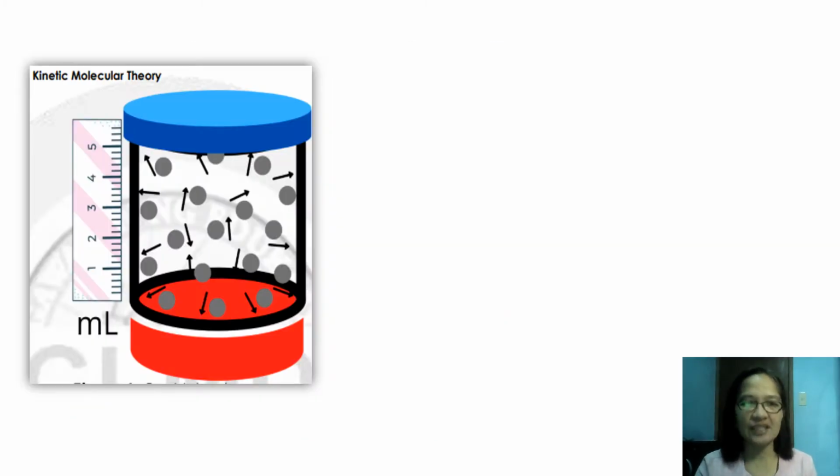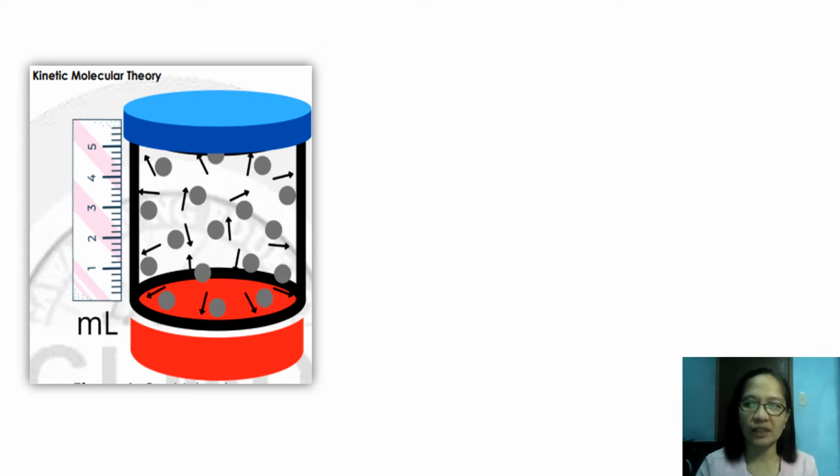Let us have this illustration. Considering that is a molecules of gas. What can you say about their movements? Okay, so very good. How about their space? Yes, malalayo sila sa isa't isa. What if the temperature increases? What will happen to average kinetic energy?